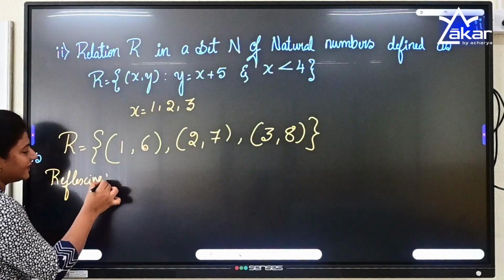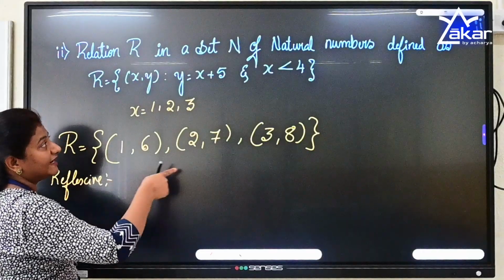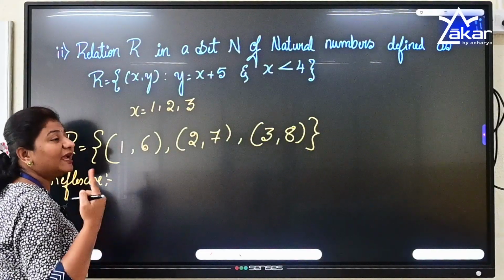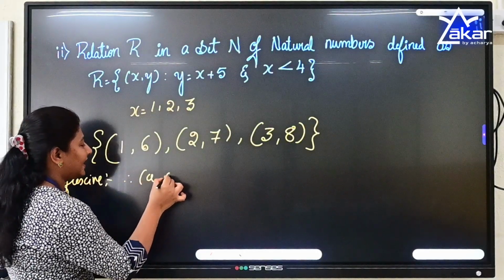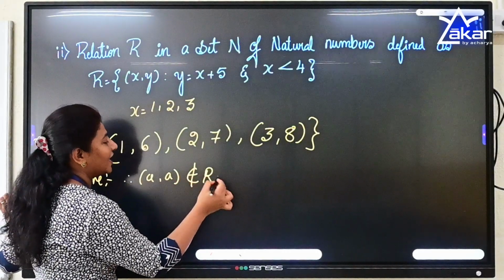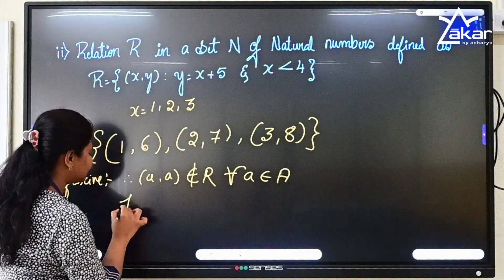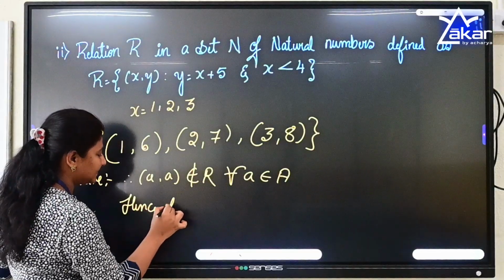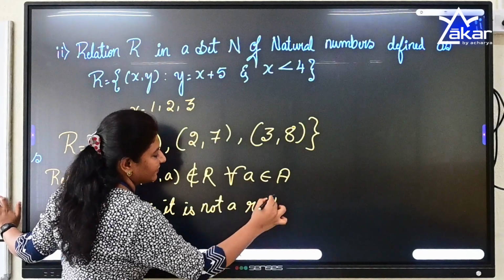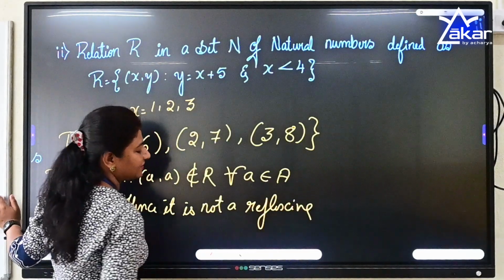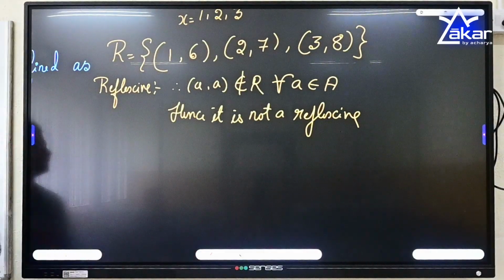According to the reflexive, what does it say? The same condition, a comma a should belong to R. Is there any presence of a comma a, the same replication of the elements? No. So therefore a comma a does not belong to R for every a belonging to A, hence it is not reflexive. In short form you can write it. As you know, previously we did the entire details of the reflexive, symmetric and transitive conditions, right?